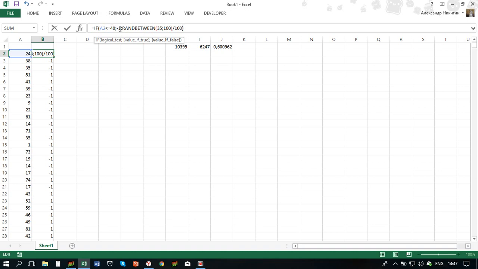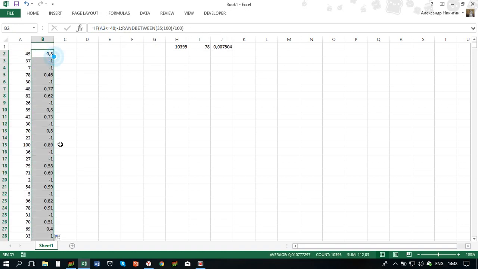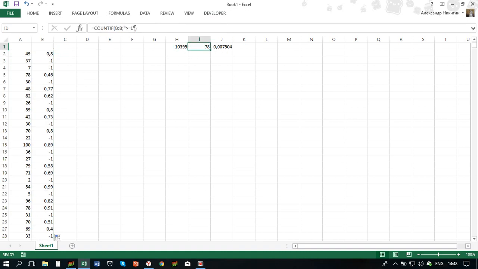Yes, if it is less than 0, it is -1. And if it is more than 0, then it will give me some random number of that. Let me retype that and retype here. Now you can see, it should be more than or equal to 0. Okay, now you can see that instead of winning the same amount, I am randomly winning less than 1. Randomly. Sometimes more, sometimes less.